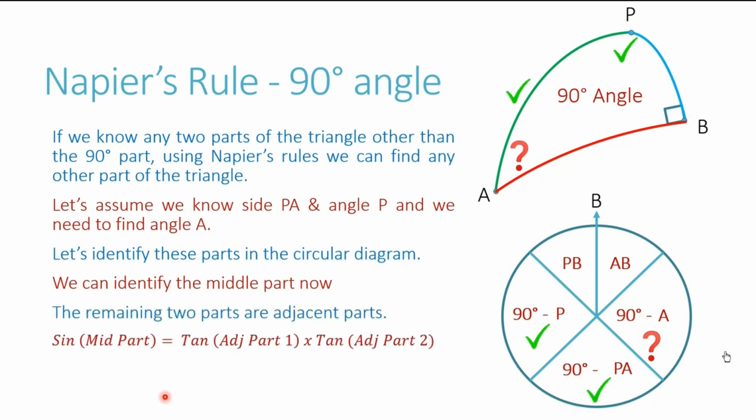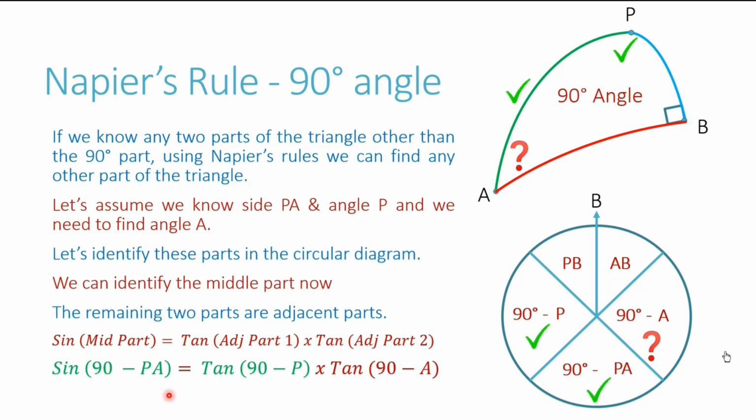The formula which we are applying here is sine of the middle part is equal to tangent adjacent part 1 multiplied by tangent adjacent part 2. So you see the middle part is 90 minus PA. So you have sine of the middle part as sine of 90 minus PA. Tangent adjacent part 1: one of the adjacent parts is 90 minus P. So you see tangent 90 minus P into tangent adjacent part 2. The second adjacent part is 90 minus A. So we have tangent 90 minus A.